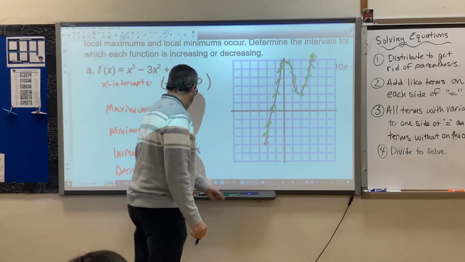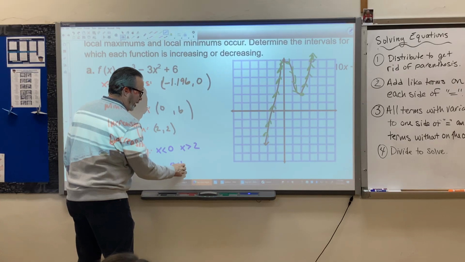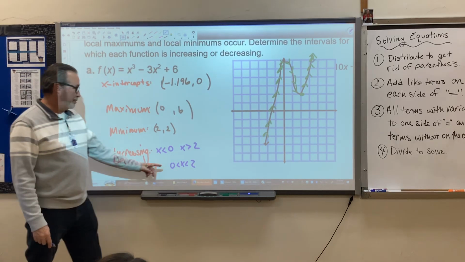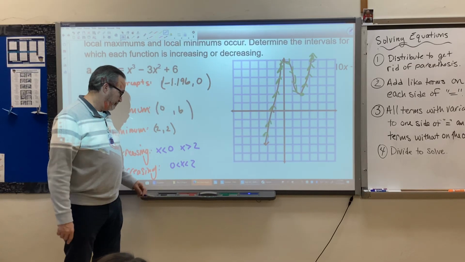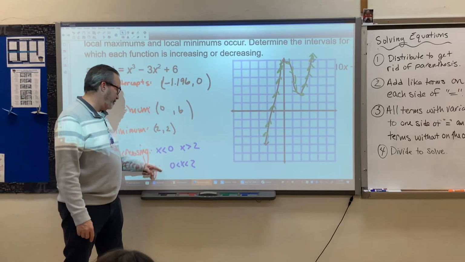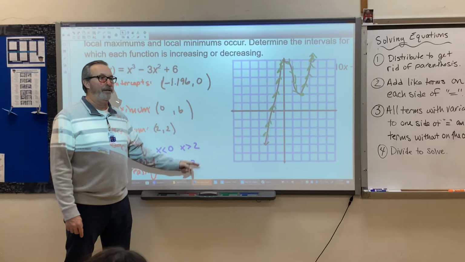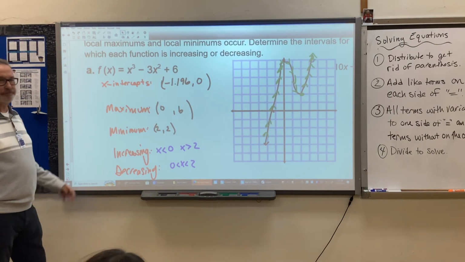So what do you say in between 0 and 2? You say 0 is less than x is less than 2. That means between 0 and 2. You always put the smallest number first, biggest number last, and you only use less thans. Any compound inequality written with one statement has to have the smallest number first, biggest number last, and only less thans. Any questions?